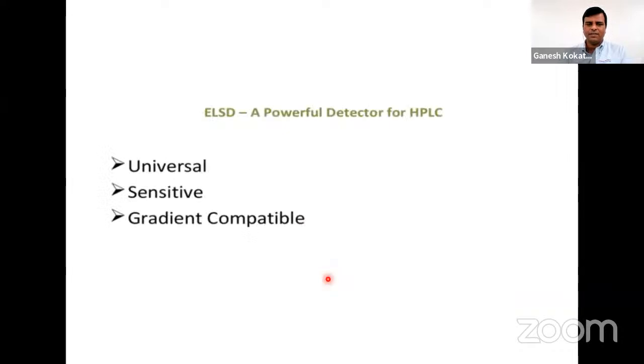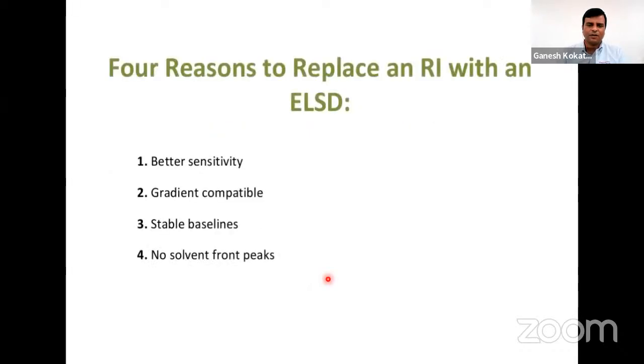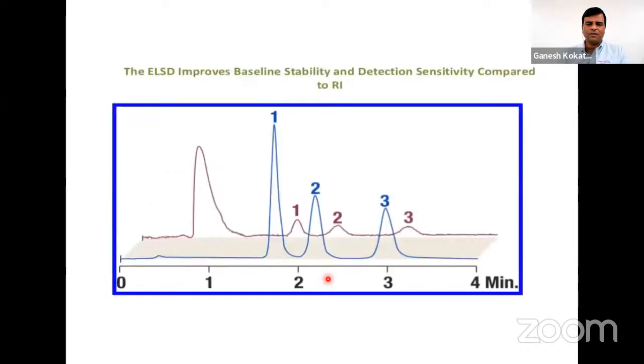Now obviously ELSD is a universal detector. It's highly sensitive as compared to RI, and it's gradient compatible. That's why everybody uses it if your compounds are non-UV active. It has better selectivity, and there is no solvent peak.